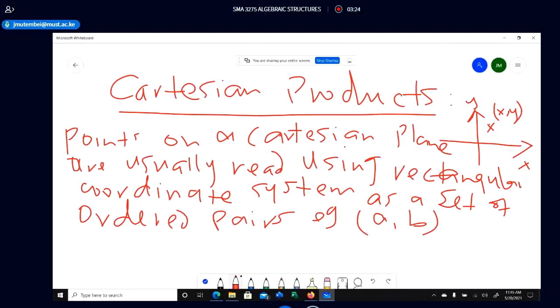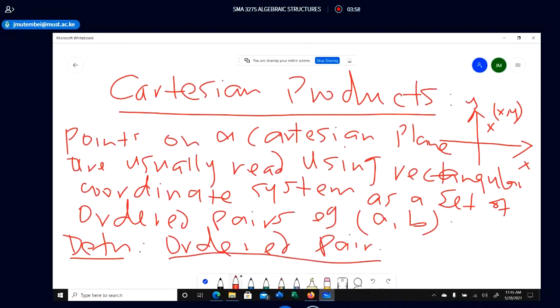So when we read coordinates of a point in the Cartesian plane, we normally understand that the first value is the x coordinate, the second value is the y coordinate. So we shall define an ordered pair. We start by defining an ordered pair. What do we mean by an ordered pair?